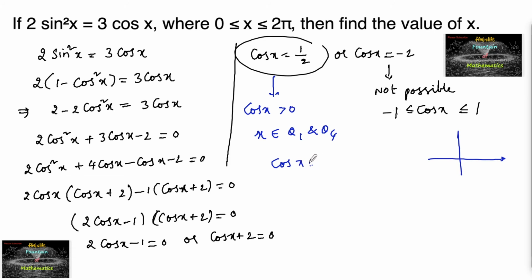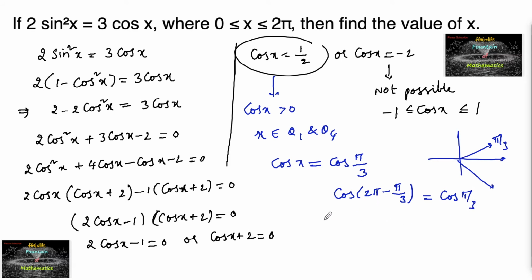Cos x is equal to 1 by 2, that is cos pi by 3. Cos pi by 3 we can consider. And in the fourth quadrant we can consider 2 pi minus pi by 3, because cos of 2 pi minus theta is cos theta, which is positive. So cos of 2 pi minus pi by 3 is equal to cos pi by 3 only, so that another angle can be considered.